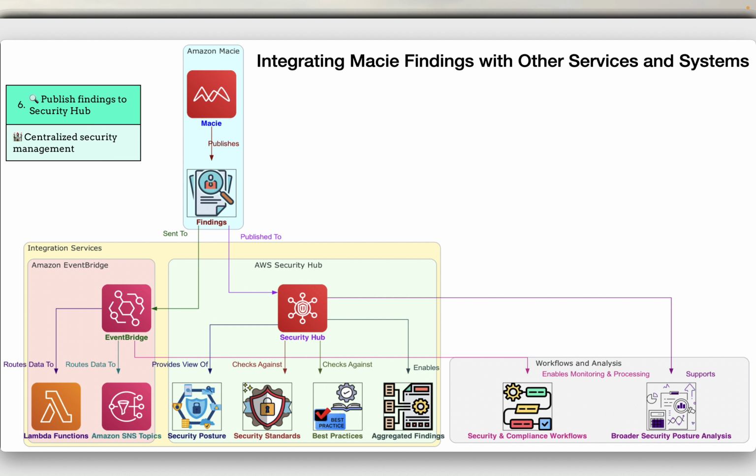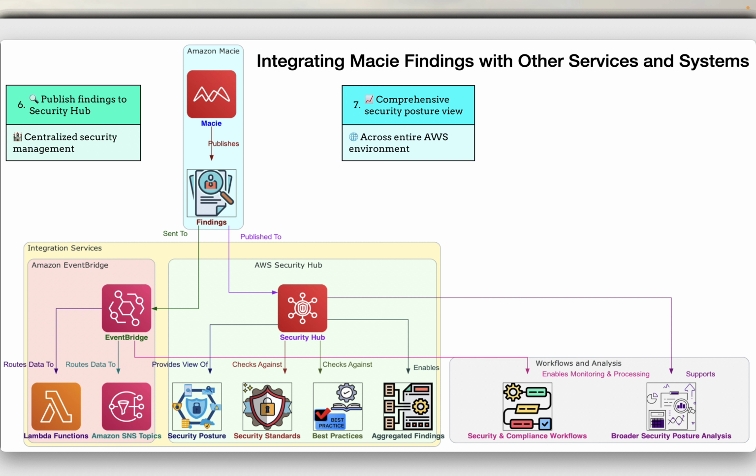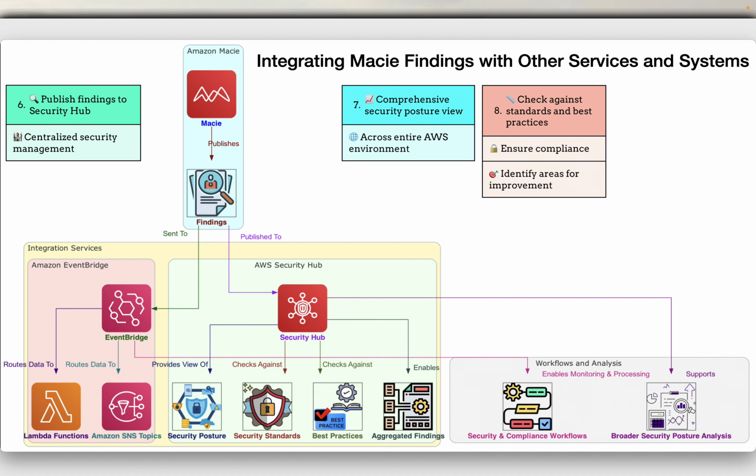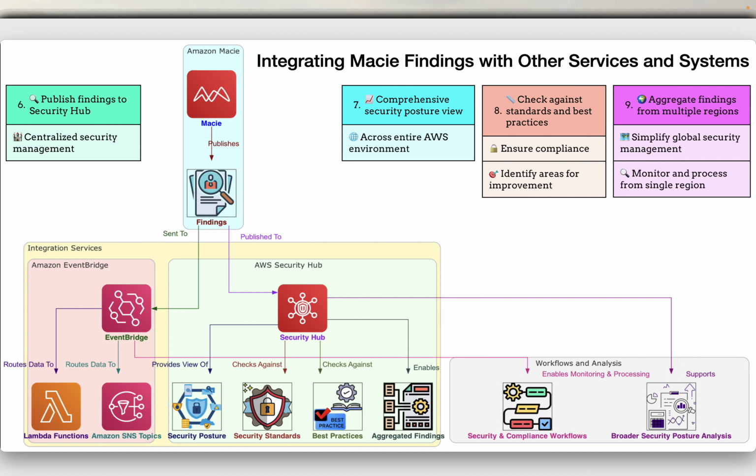You can also configure Macie to publish its findings to AWS Security Hub for centralized security management. Security Hub provides a comprehensive view of your security posture across your entire AWS environment. With Security Hub, you can check your AWS environment against security industry standards and best practices, ensuring compliance and identifying areas for improvement. Security Hub allows you to aggregate Macie findings from multiple AWS regions and monitor and process the aggregated findings from a single region, thus simplifying security management across your global AWS infrastructure.